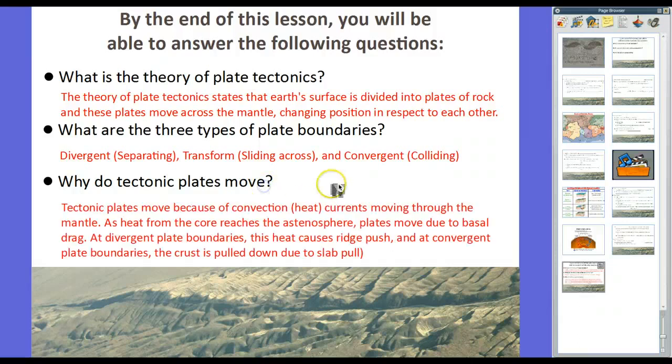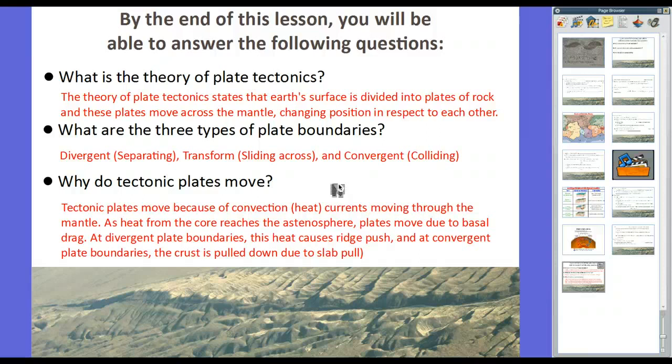Okay, here's why. Tectonic plates move because of convection, or the heat currents moving through the mantle. As heat from the core reaches the asthenosphere, that's that plastic layer near the top of the mantle, plates move due to basal drag. They're dragged across by the heat, the bulk of the plate. At divergent plate boundaries, where they separate, this heat will cause ridge push. They push away from each other.